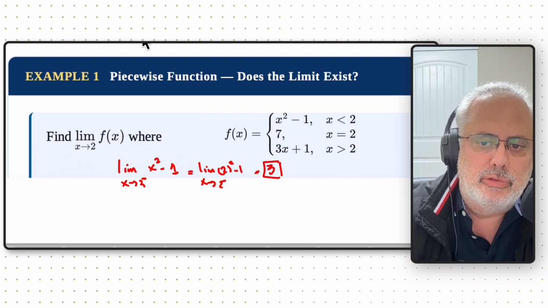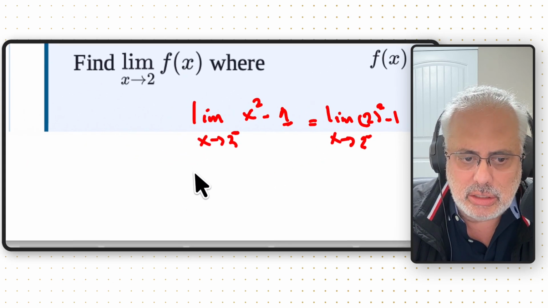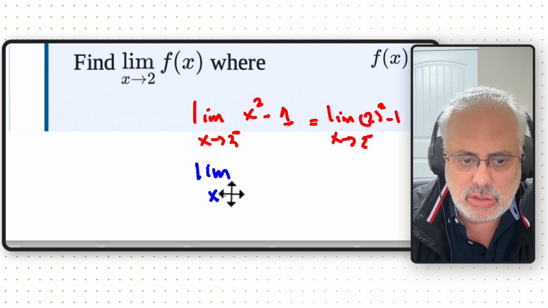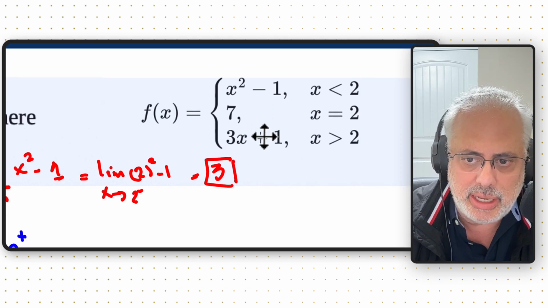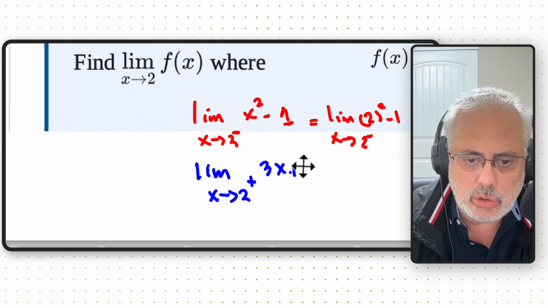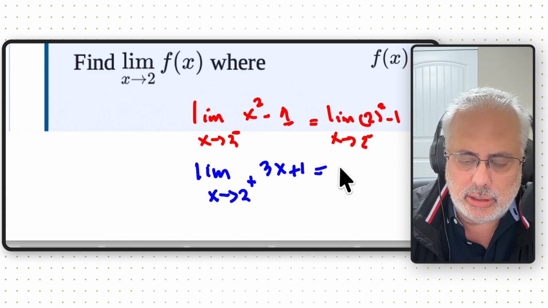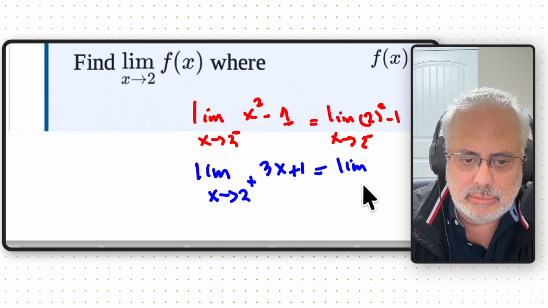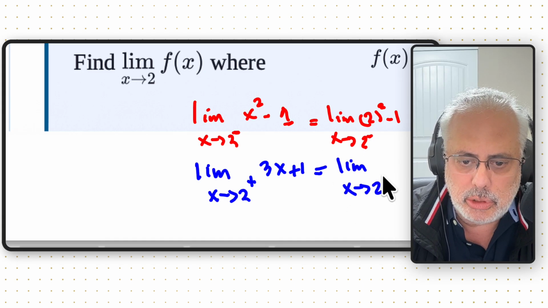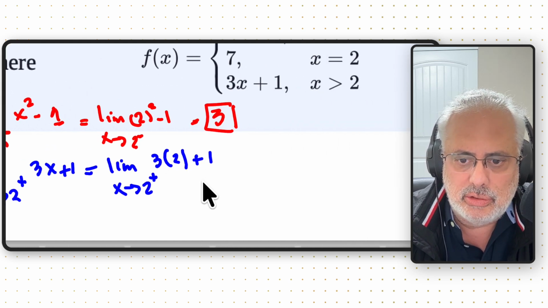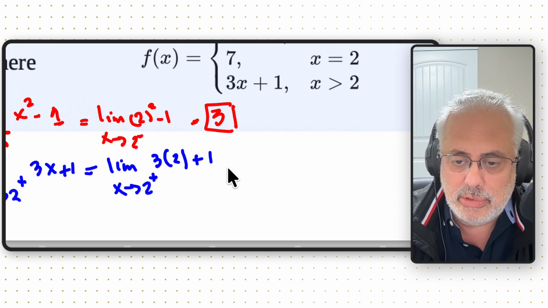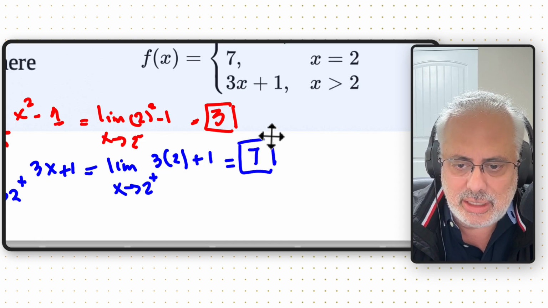So let's do it from the right. From the right, we have x approaching 2. We put the plus sign here, and the function will be the line, 3x plus 1. So we evaluate here again. Remember to put the 2 plus, and we do 3 times 2 plus 1. 3 times 2 is 6, 6 plus 1 is 7, sorry. So we have here 7.